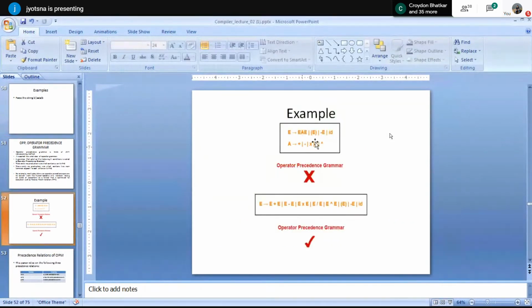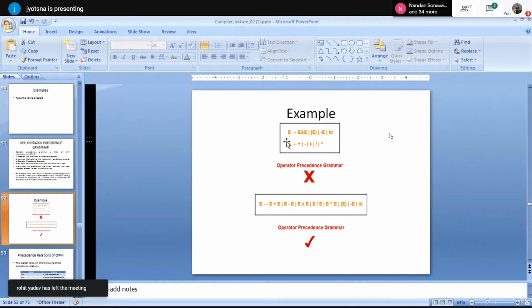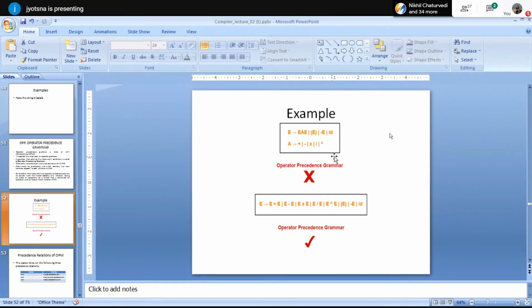Now, we have seen an example of an operator precedence parser. As you can see on the screen, there are productions written. There is a production E goes to EAE, E goes to open bracket E close bracket, E goes to minus E, and ID. You have an A production which has a number of operators: plus, minus, star, division and exponential, the cap operator. Now, we have to test whether this particular grammar is an operator precedence grammar or not.